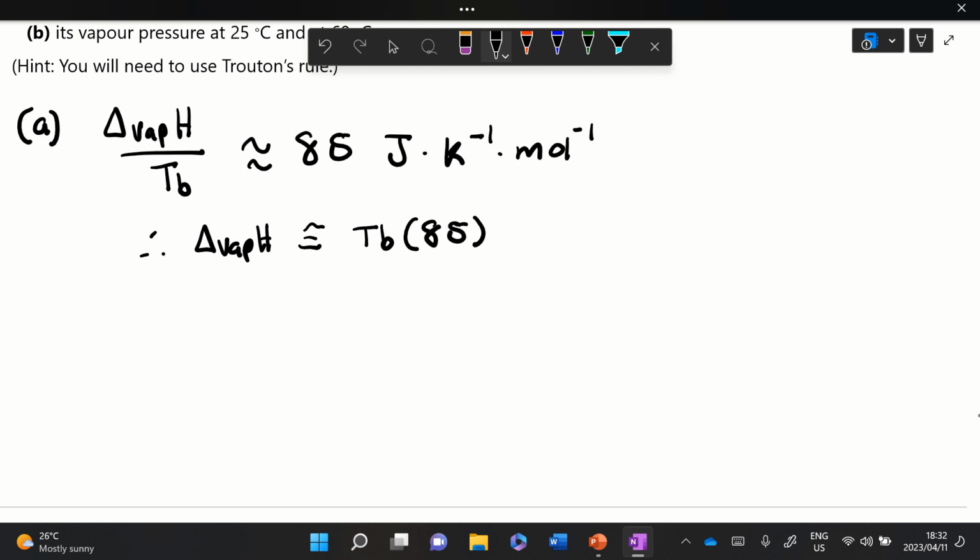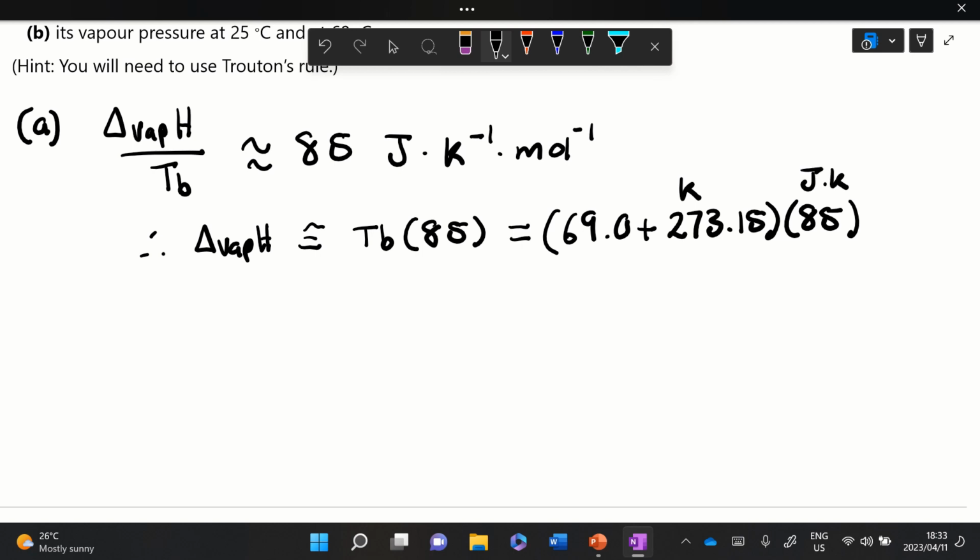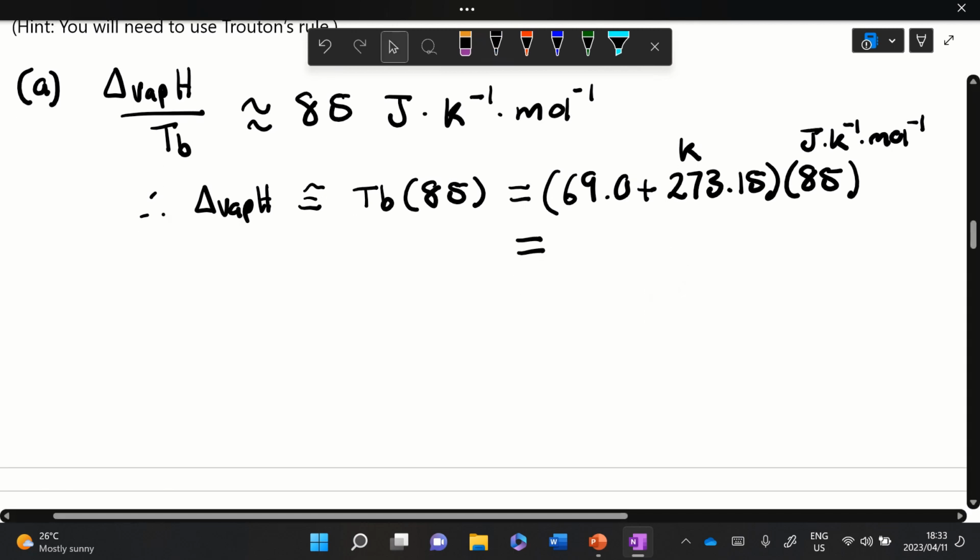I'm just not going to write out the unit. So in this case, what is the normal boiling point for hexane? We're given it as 69.0, but of course that's in degrees Celsius. We just have to convert that to Kelvin, and that's times the 85. This is of course in Kelvin, and this is in joule per Kelvin per mole. So then we're just left with joule per mole.